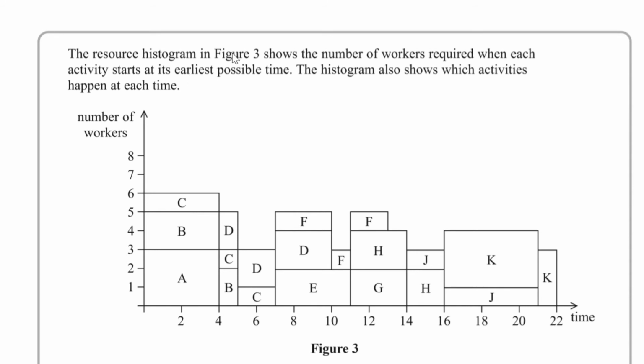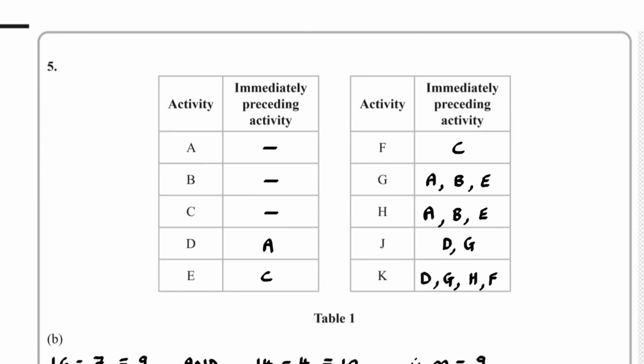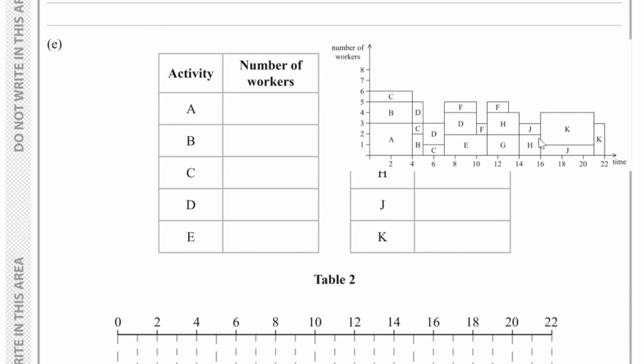The resource histogram in figure 3 shows the number of workers required when each activity starts at its earliest possible time. The histogram also shows which activities happen at each time. We have to complete table 2 in the answer book to show the number of workers required for each activity of the project. So here we've got table 2. Now here's a copy of the resource histogram.